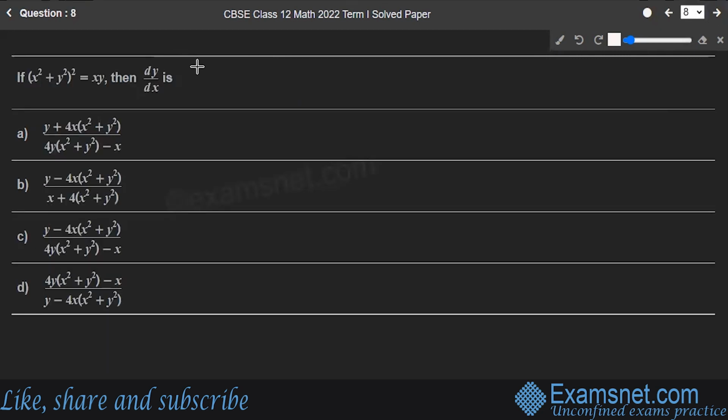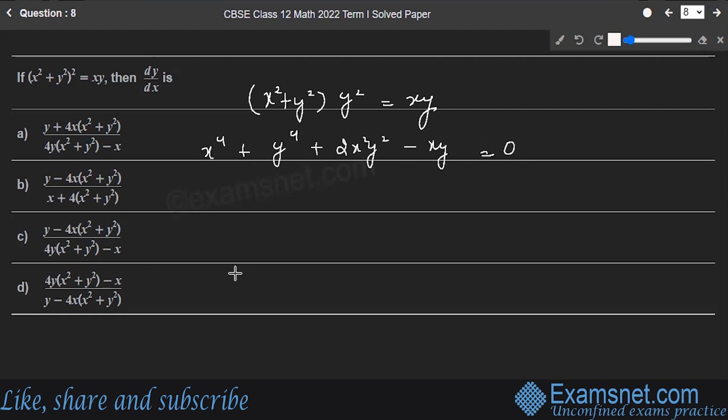Next is question number 8. It says if x squared plus y squared whole square is equal to xy, then what is the derivative of y with respect to x? Okay, let's write this first. x square plus y square into x square plus y square is equal to xy. This can be written as x raised to power 4 plus y raised to power 4 plus 2x square y square minus xy is equal to 0.